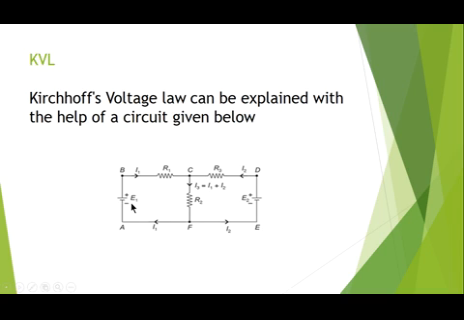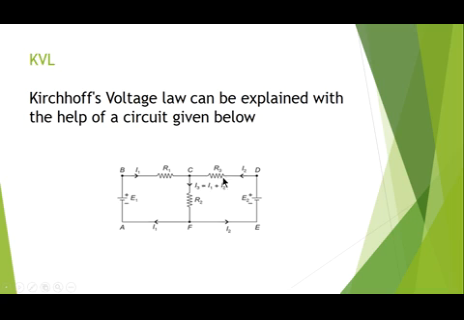So we have sources E1 and E2. I1 flows through R1, I2 flows through R3, and I3 is equal to I1 plus I2. The sum of I1 plus I2 is equal to I3. This is Kirchhoff's current law.